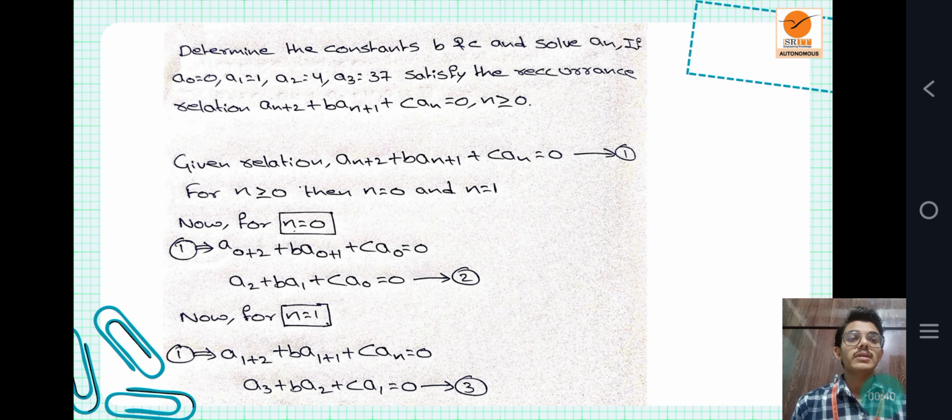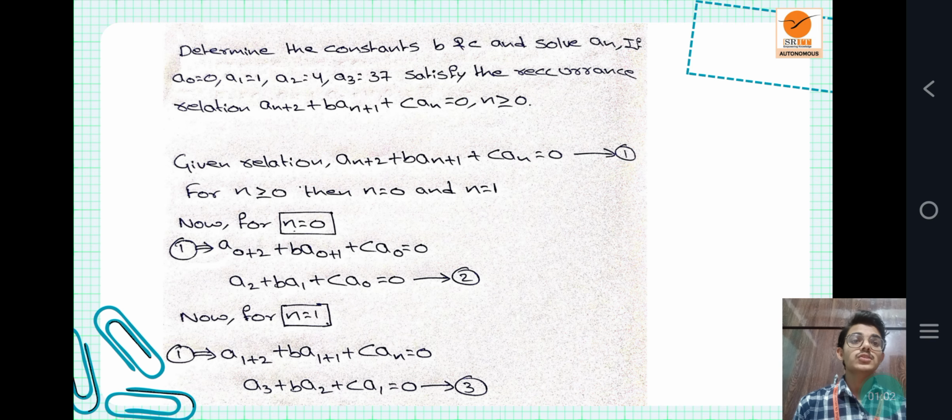Here our given relation is a(n+2) + b·a(n+1) + c·a(n) = 0. Consider this as equation 1. Here our condition is n ≥ 0. Then if n ≥ 0, we get n = 0, n = 1. Now for n = 0, let's check one by one.